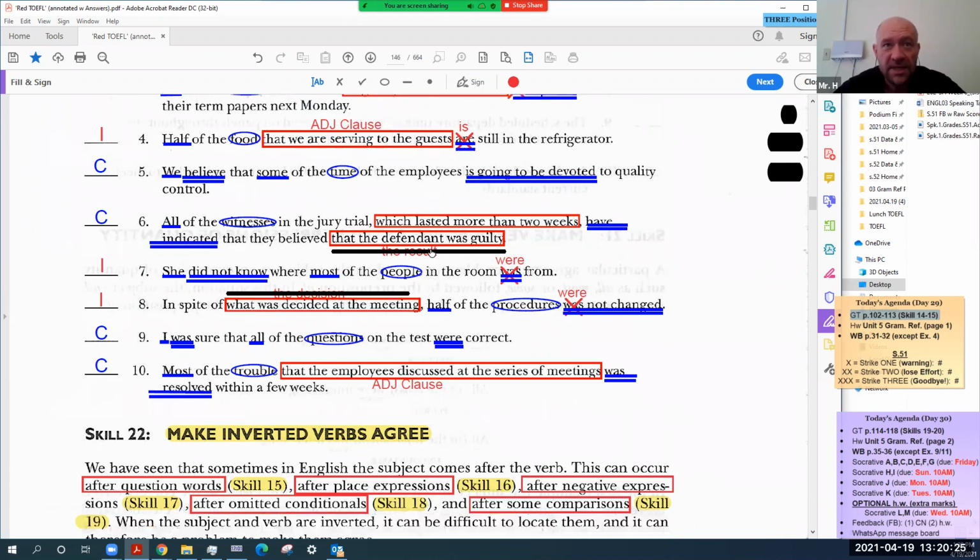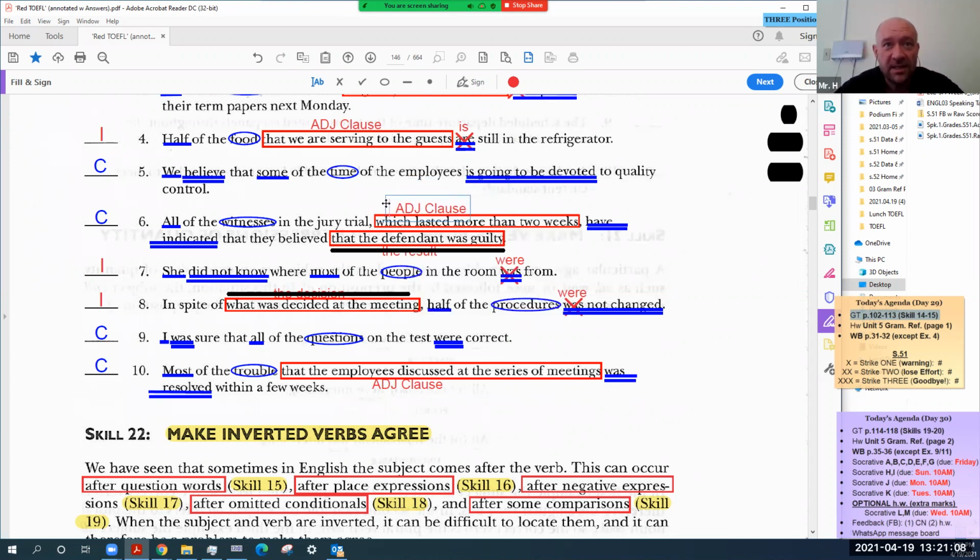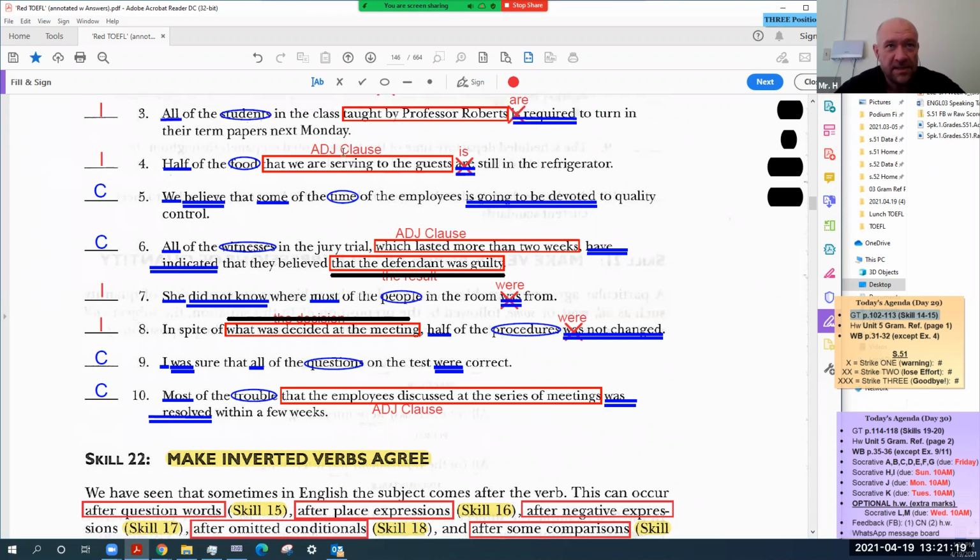Okay. But this one, it's a noun clause because it replaces a noun. Same thing here. This clause replaces a noun. So it's a noun clause. Okay. What about this one up here? All of the witnesses in the jury trial, which lasted more than 2 weeks. Does this replace a noun or does it describe a noun? Yeah. It describes the trial. You understand? Yes. This is an adjective clause.